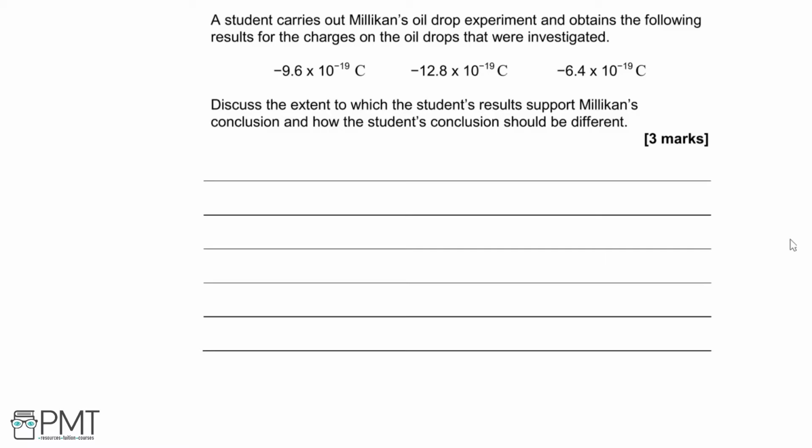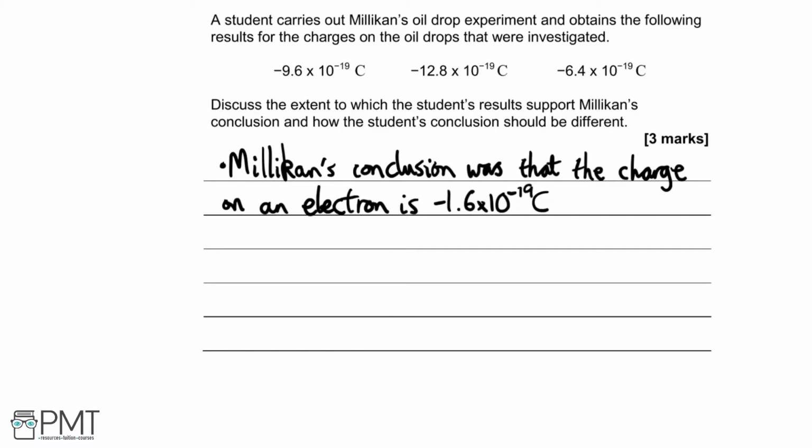Now, the 1st mark in this question is going to be for stating Millikan's conclusion, and that was the charge on an electron is minus 1.6 times 10 to the minus 19 coulombs. Now, this student's results do support Millikan's conclusion because all of the values that are given here are integer multiples of minus 1.6 times 10 to the minus 19.